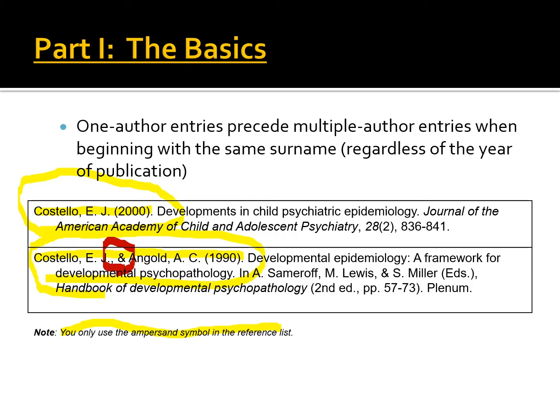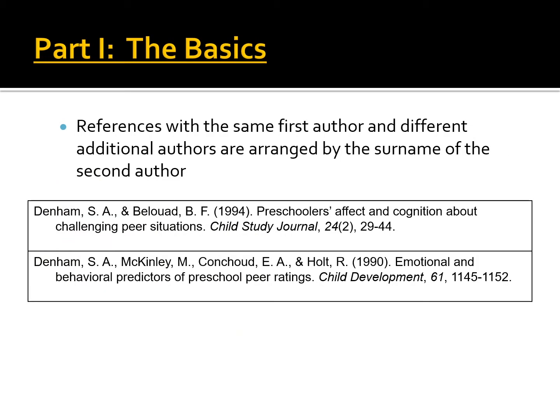Note also that you only use the ampersand symbol in the reference list. So here we have Costello and Angold, and is the ampersand symbol, not the spelling of the word and. Unlike in text, where if you're discussing two authors, Kara and Pedersen, in text, they would be separated by the spelling of the word and, unless, of course, they are in brackets at the end of the sentence or at the end of the line or following a specific reference. In text, then you would, of course, in brackets, use the ampersand symbol.